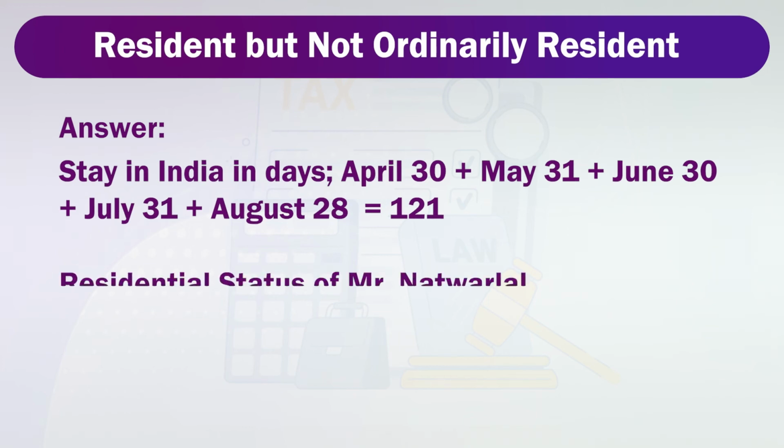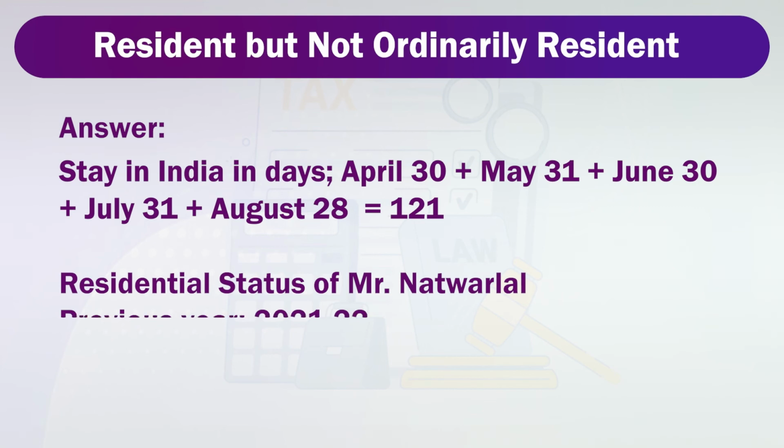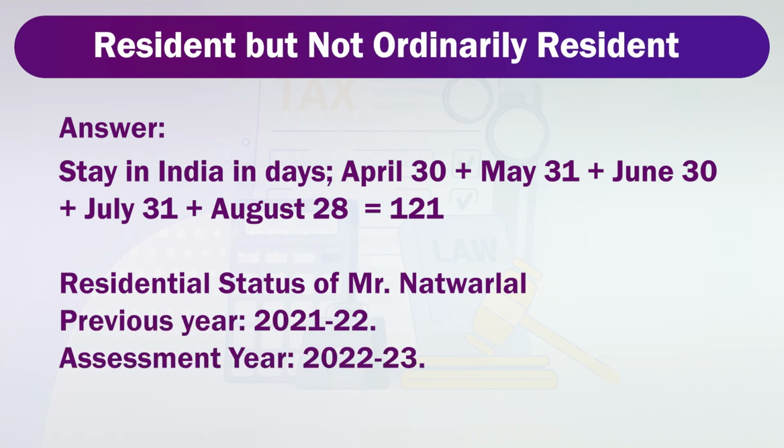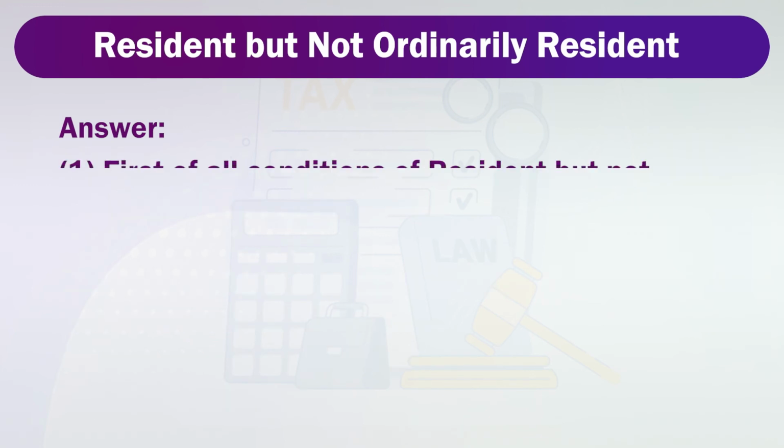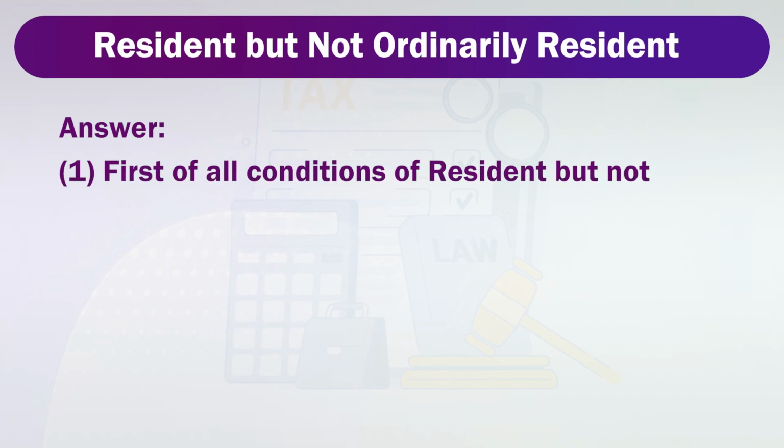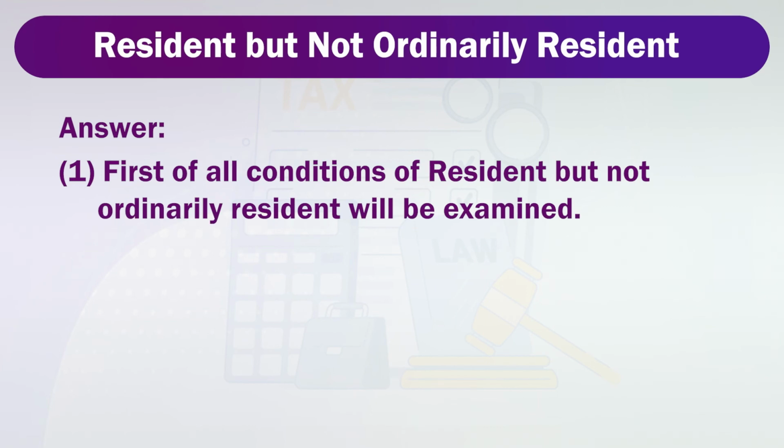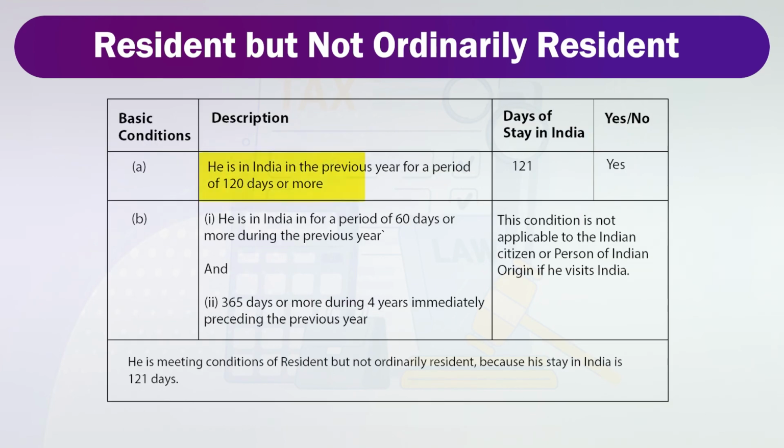Now let's determine residential status of Mr. Natwarlal for previous year 21-22, assessment year 22-23, considering Indian origin. First of all the conditions of resident but not ordinarily resident will be examined. Basic condition A: he is in India in the previous year for a period of 120 days or more. We have calculated 121 days. It means basic condition A is satisfied.